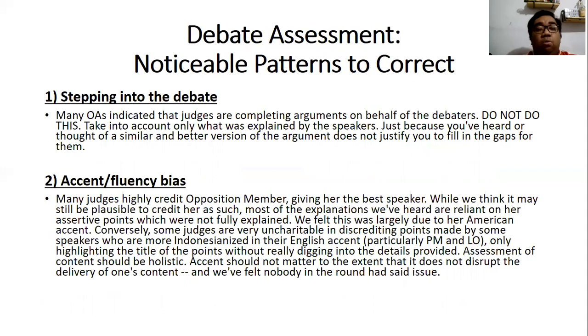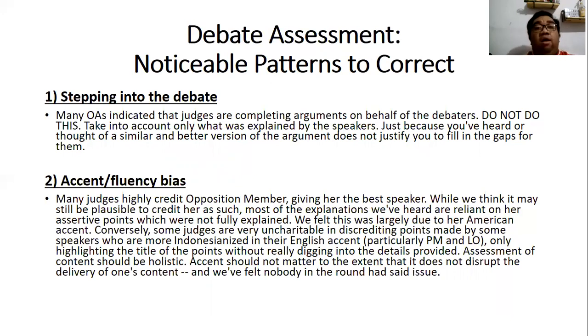So many oral adjudications that we heard indicated that judges are completing arguments on behalf of the debaters. Please do not do this. Take into account only what was explained by the speakers. Just because you've heard or thought of a similar and better version of the argument does not justify you filling in the gaps for them.